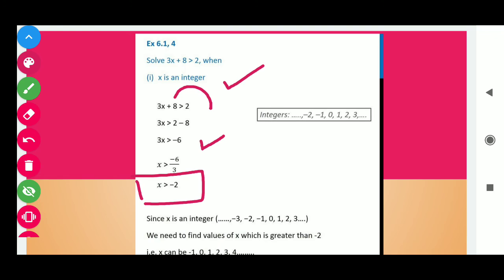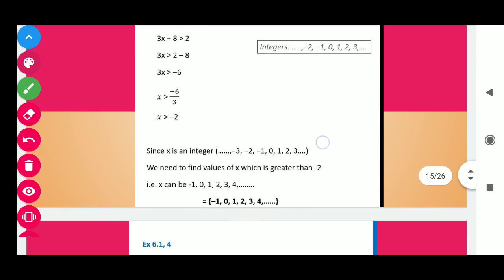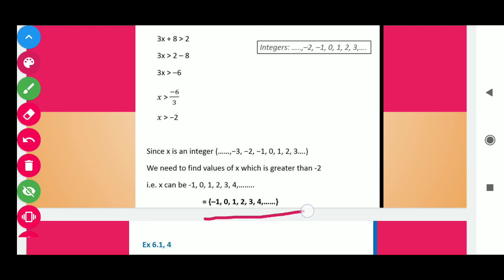-3, -2, -1, 0, 1, 2, 3. These are the integers, but you have to give answer those integers that are greater than -2. In this way, answer is -1, 0, 1, 2, 3, 4 up to infinity. Because -1 is greater than -2, 0 is greater than -2, 1 is greater than -2, and so on. So, indicate this in roster form.